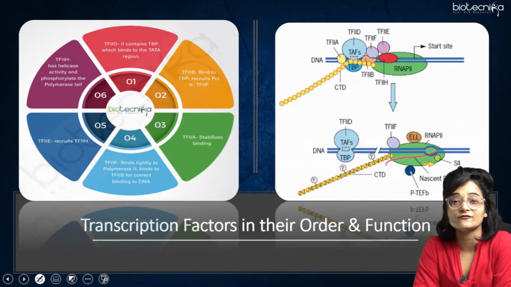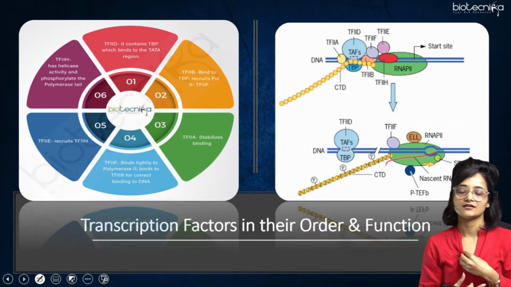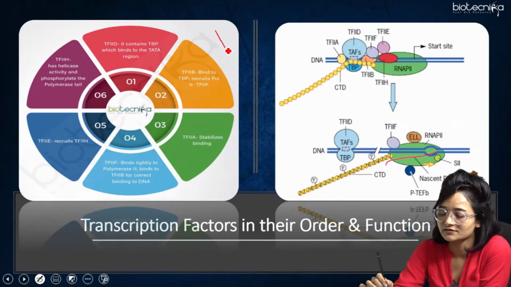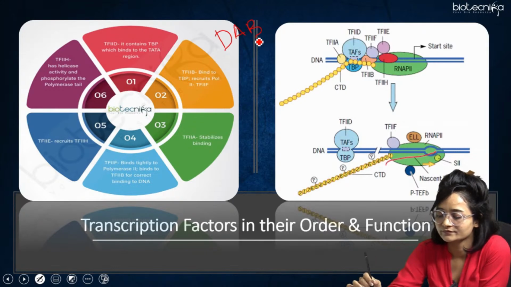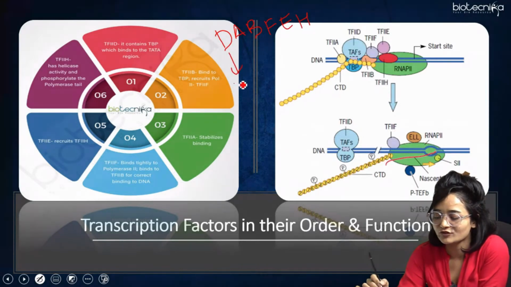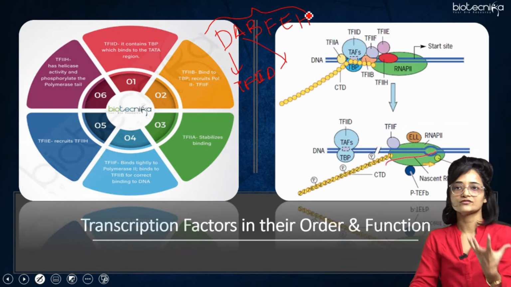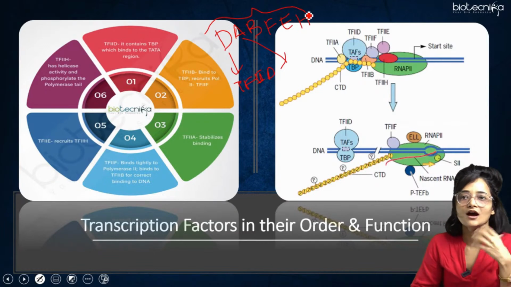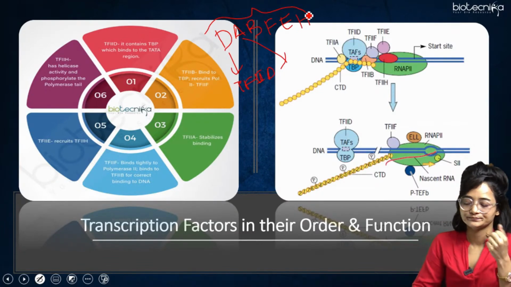Then coming to the transcription factors in their order and function. The order of the transcription factors is very much important. For this, you can use mnemonics. Personally, what I use is DAB, FEH. D is for TF2D, A is for TF2A. In this order, I remember what would be the order of the transcription factors which will be coming upon the promoter region so that the RNA polymerase can do its activity.